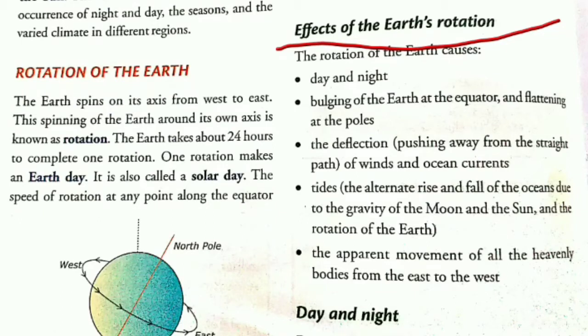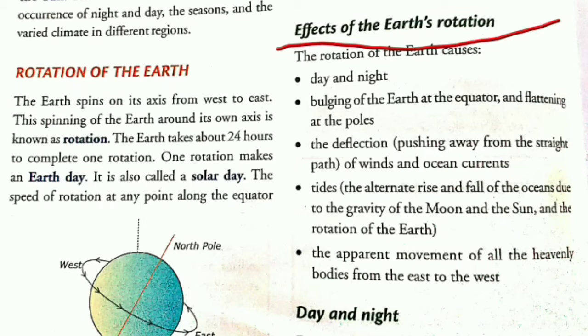Also, the rotation of the earth results in the bulging of the earth at the equator and flattening at the poles. That means that there is a difference in diameter at the equator and at the poles. Then it is due to the earth's rotation that there is a deflection of winds and ocean currents. What is meant by deflection? Deflection means not in a straight path.